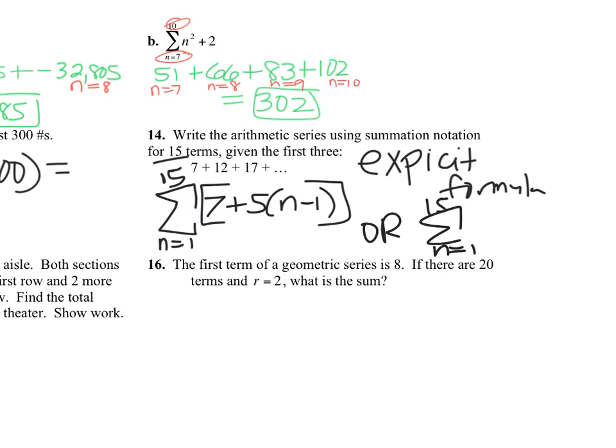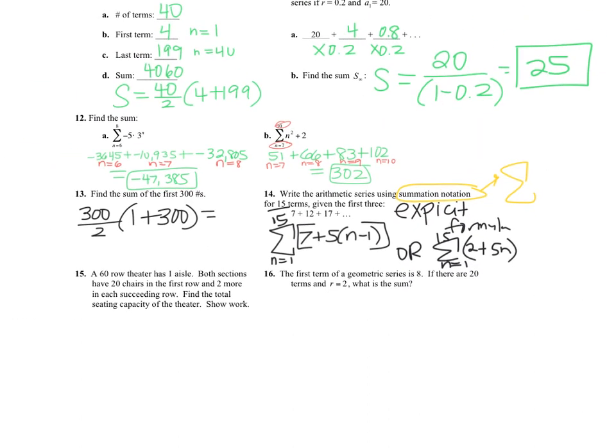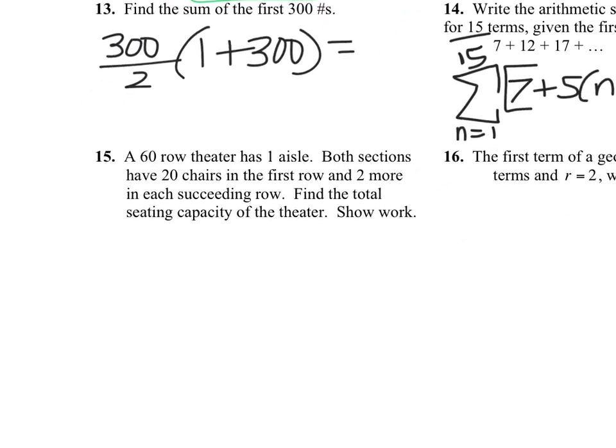A sub n, this would be 2 plus 5n. Either way, okay? Whichever one you like. It didn't ask you to find the sum, just asked you to write it in summation notation. Summation notation, this right here means sigma, okay? Sigma. Do we have time? Maybe. Let's try it.